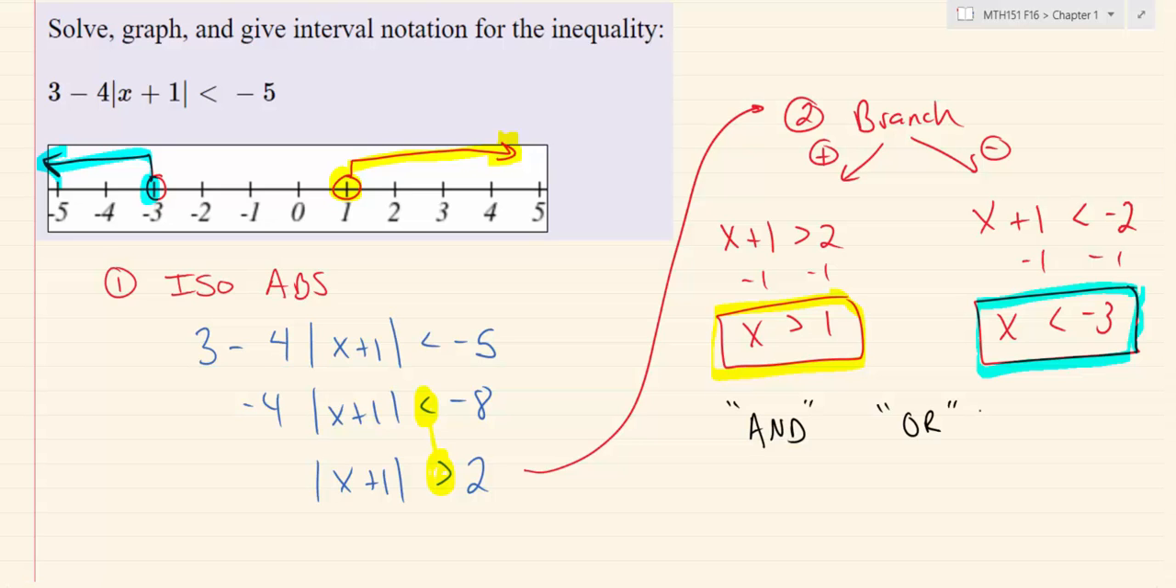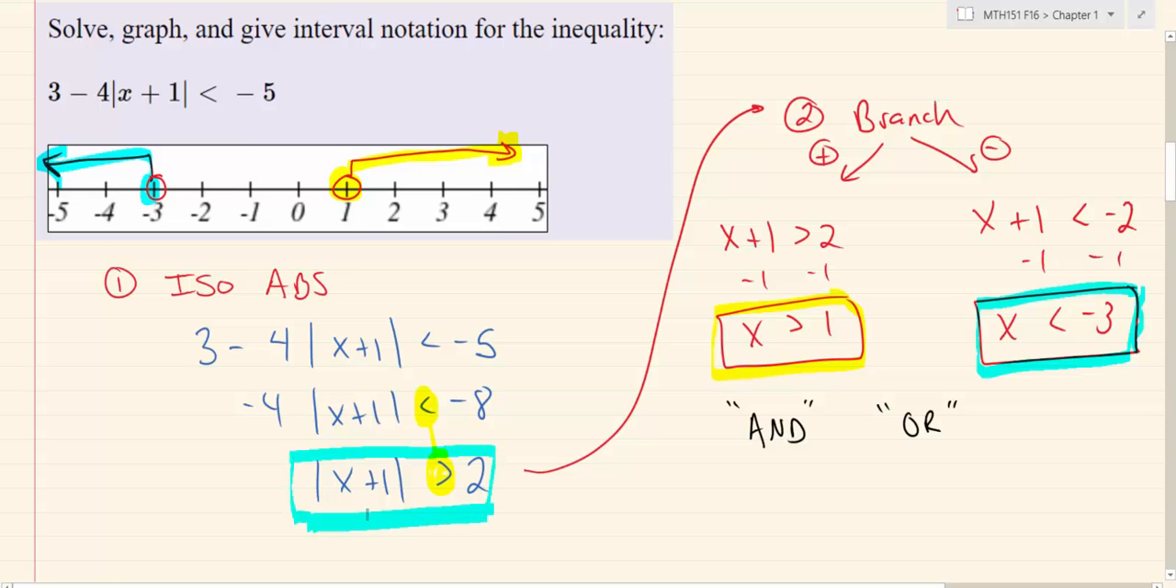One thing we could do is pick some test points from the three regions. This would be region 1, this would be region 2, and this would be region 3. We could plug those test points in, see if they make the inequality true or false, and then graph the regions that are solutions. But there is a shortcut to consider, and it has to do with our original isolation of the absolute value: the absolute value of x plus 1 is greater than 2.